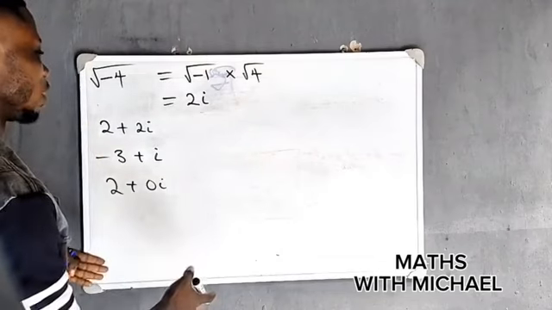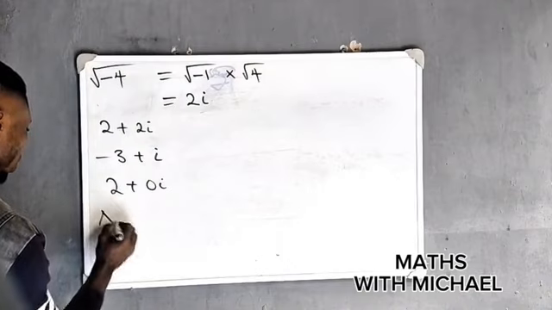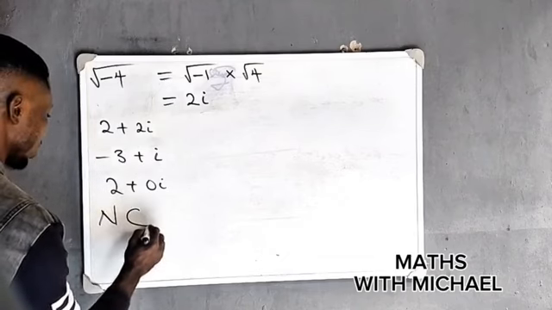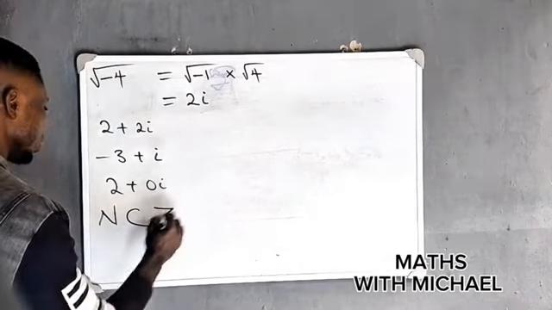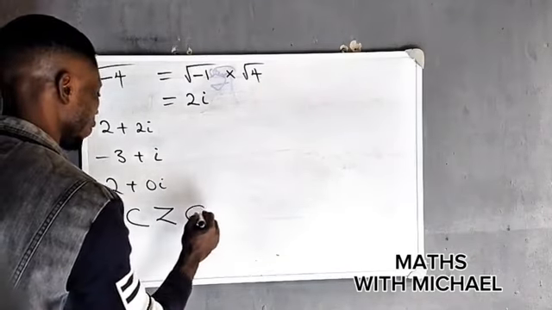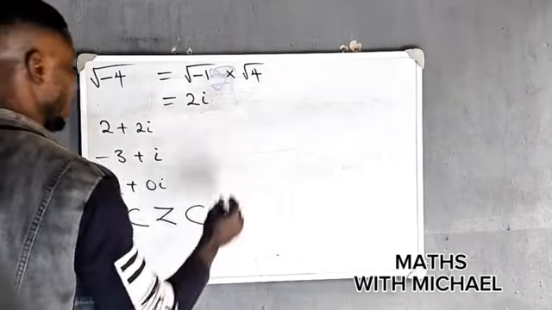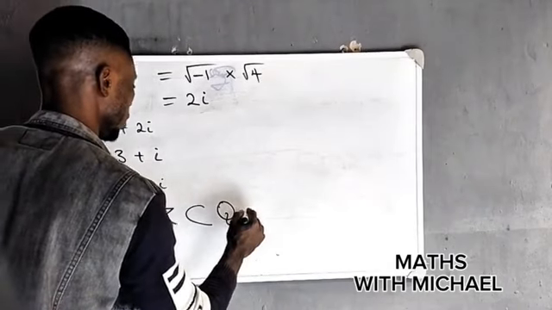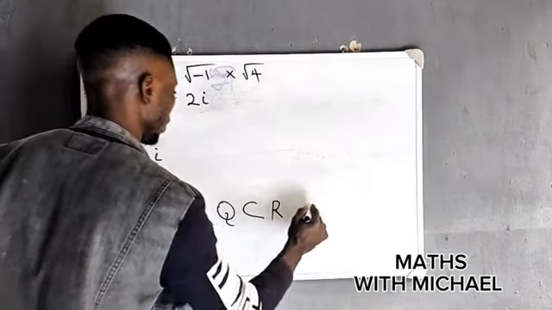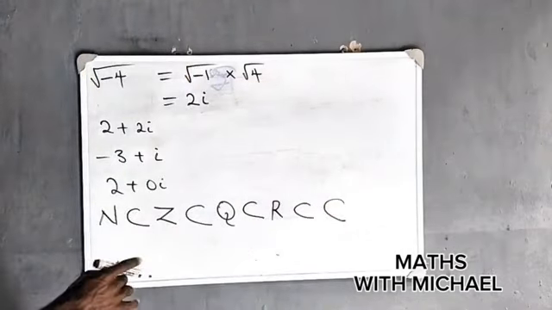So linking up all the families of numbers that we have discussed, we can start from the natural numbers. We say that the natural numbers are subsets of integers, and integers on their own are subsets of rational numbers. Of course, we have the irrational numbers. Then the rational numbers are subsets of real numbers, and the real numbers on their own are subsets of complex numbers, which is the highest form of numbers that we have.